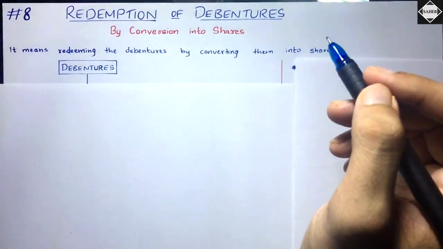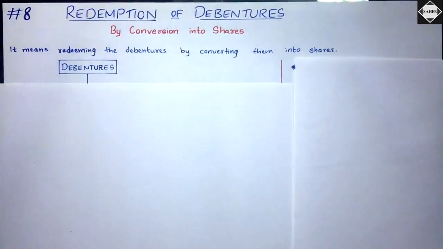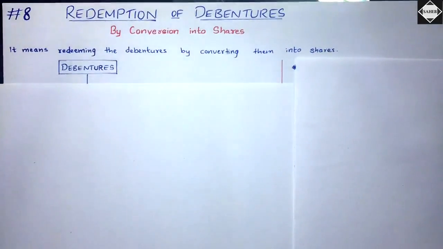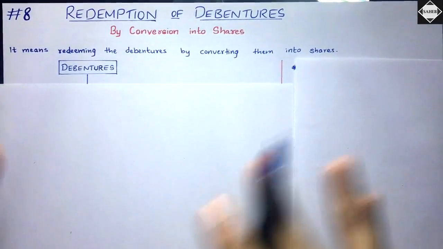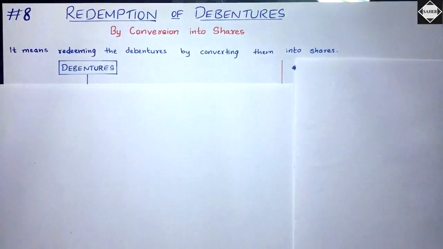Now in this video we're going to see another method of redemption that is called conversion into shares. Here basically what will be happening is the debentures will be converted into shares. That's all it is. But you have to understand all the technicalities and how we have to solve the problem. So that's what we are going to do in this video.